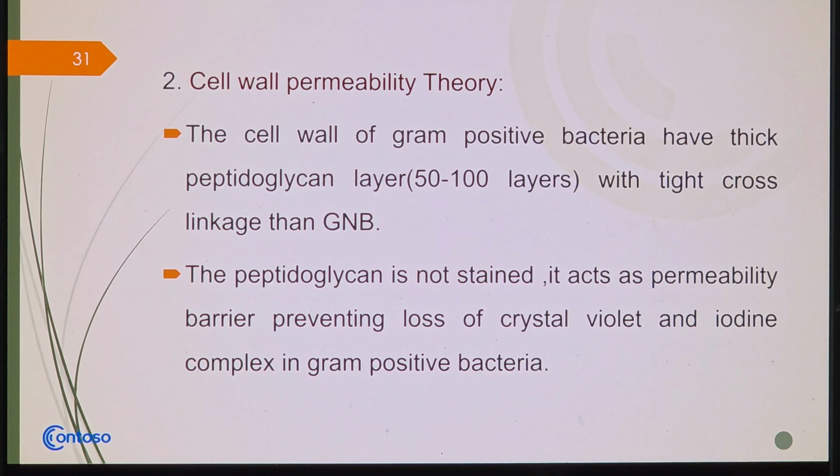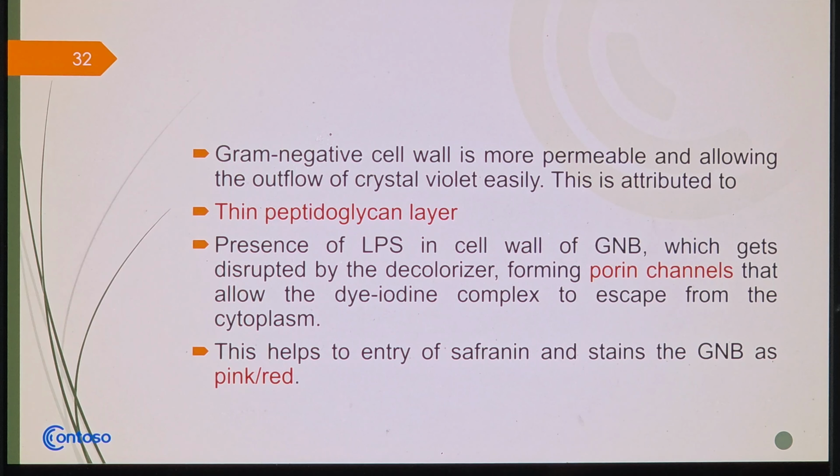Second, cell wall permeability theory. The cell wall of gram-positive bacteria has a thick peptidoglycan layer with tight cross linkage, unlike gram-negative bacteria. The peptidoglycan is not stained. It acts as a permeability barrier, preventing loss of the crystal violet and iodine complex in gram-positive bacteria. The gram-negative cell wall is more permeable, allowing the outflow of crystal violet easily.